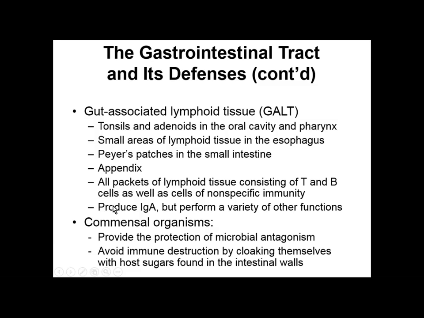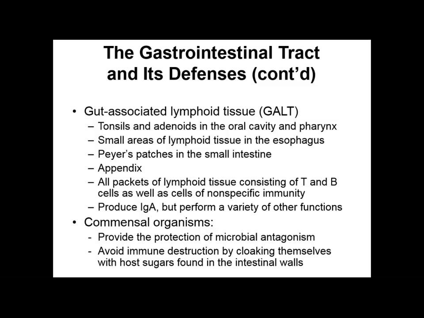If we look within this lymphoid tissue, they're going to contain a wide variety of lymphocytes. There'll be some phagocytes, which help us with our nonspecific immunity, and then there's also going to be some T and B cells, which help us with our specific immunity. Our lymphoid tissue, or gut-associated lymphoid tissue, does produce IgA, and also is going to do a wide variety of other functions.